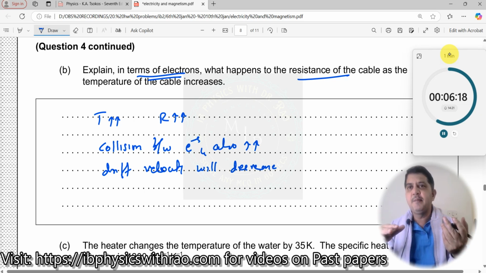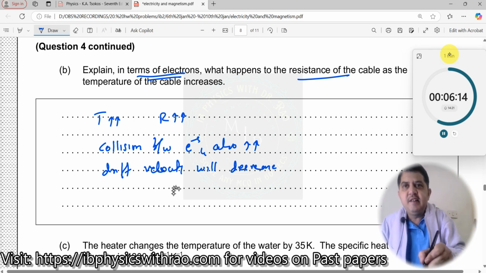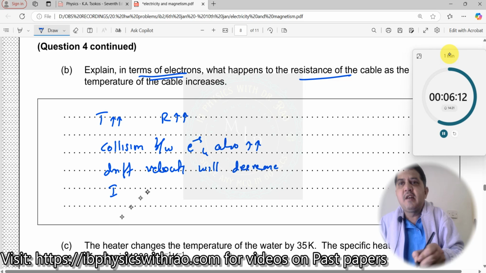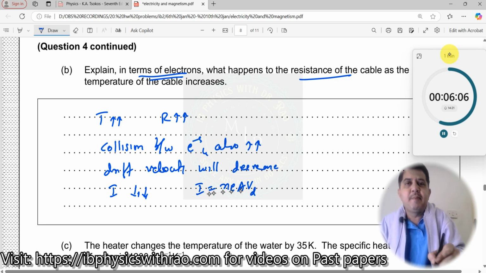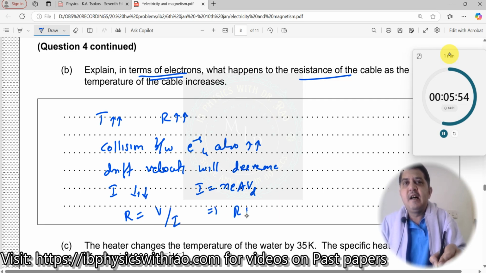When something like this happens, then definitely your vehicular speed will be reducing. When this reduces, what happens? The current will also reduce. Why should current reduce? Because I is equal to nAeVd, directly proportional to the drift velocity. When Vd reduces, definitely I reduces. When I reduces and voltage remains constant, what happens to resistance? Resistance R equals V by I, so this implies R will increase.